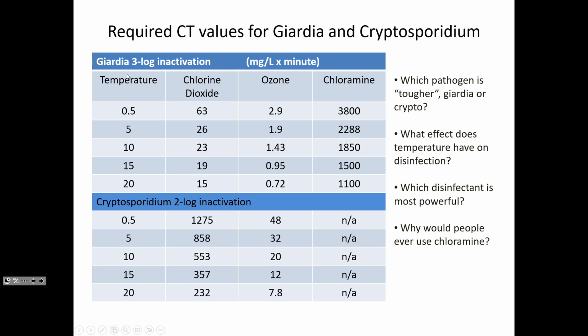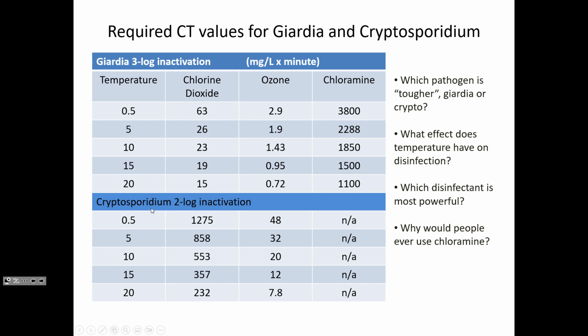And so if you had water that was 10 degrees Celsius and you're using ozone, then ozone is very effective against Giardia. You could just use 1.43 milligrams per liter of ozone for 1 minute, and it would give you 3 logs of inactivation. But let's say you're using chlorine dioxide instead, then you could either use 23 milligrams per liter for a minute, or 1 milligram per liter for 23 minutes, or anything in between. It could be, let's say, you're using 10 milligrams per liter and you'd need 2.3 minutes of exposure at that concentration to get the 3 logs of inactivation.